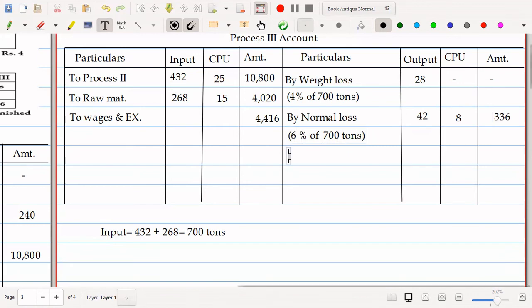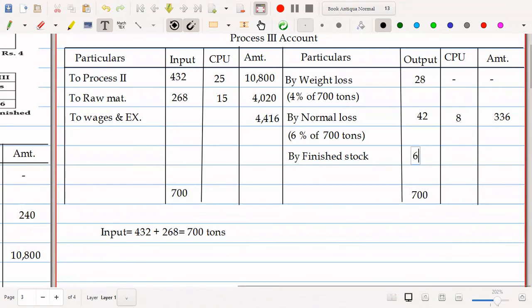Now there will not be any further process, so the third process will be the last. So the remaining output will be directly transferred to the finished stock account. The remaining, that is 100%, whole output will be transferred to finished stock account. First, let's check the total of this. This comes to 700 as we have calculated. Even this should be 700. So in order to make this 700, what will this be?